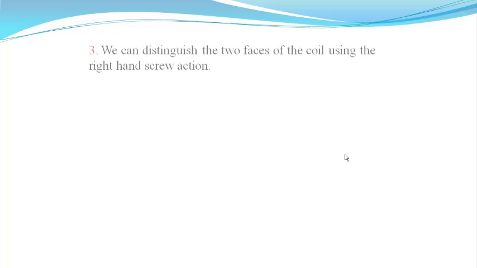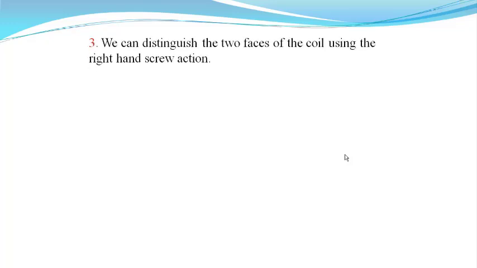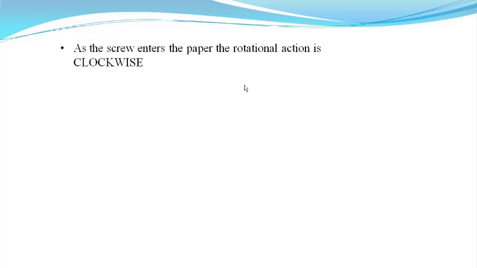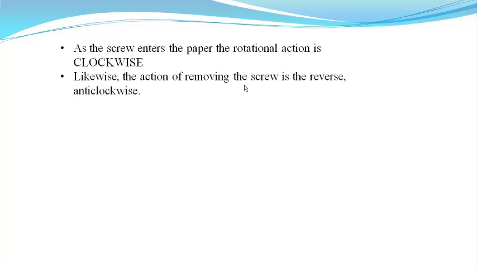Third method, we can distinguish the two faces of the coil using the right hand screw action. A simple way to determine the direction of the magnetic field around the conductor is to consider screwing an ordinary wood screw into a sheet of paper. This is a wood screw. As the screw enters the paper, the rotational action is clockwise. Likewise, the action of removing the screw is the reverse, anti-clockwise.